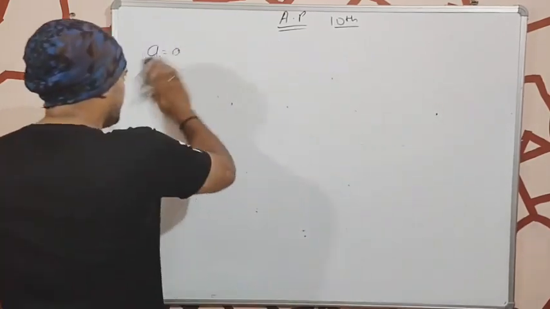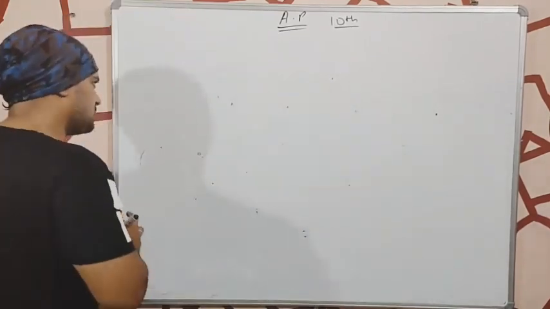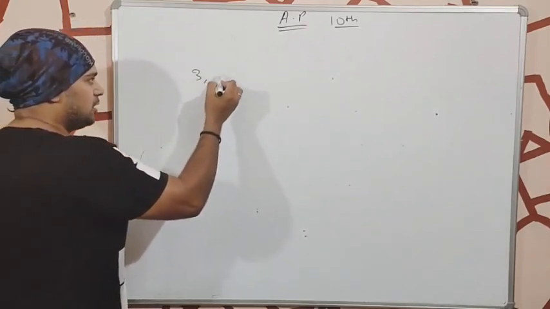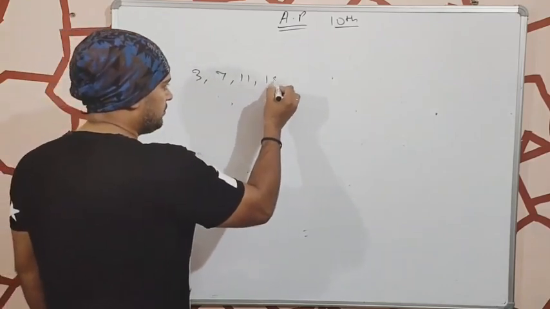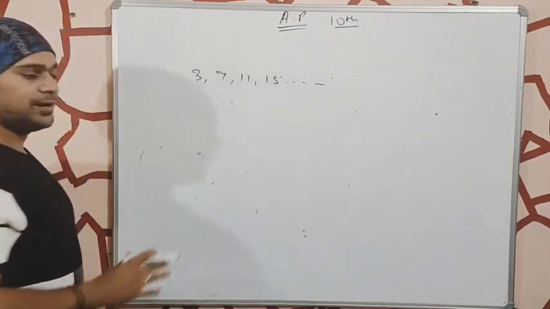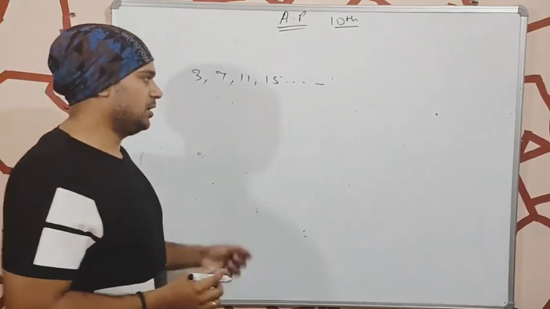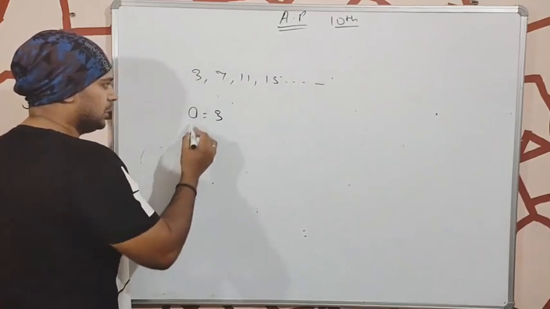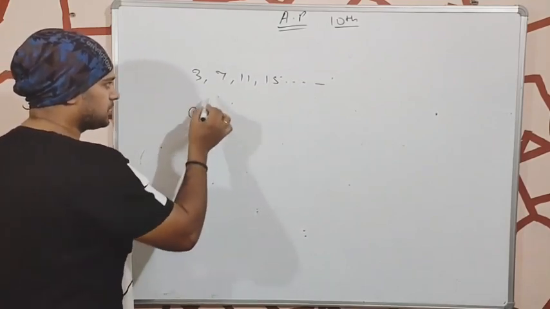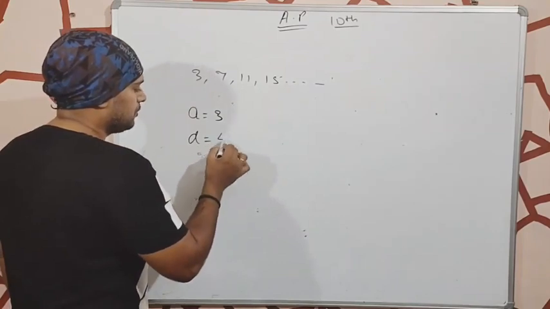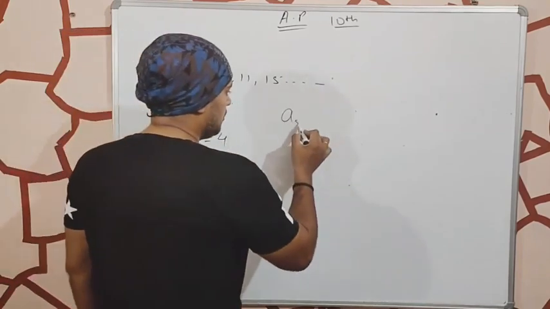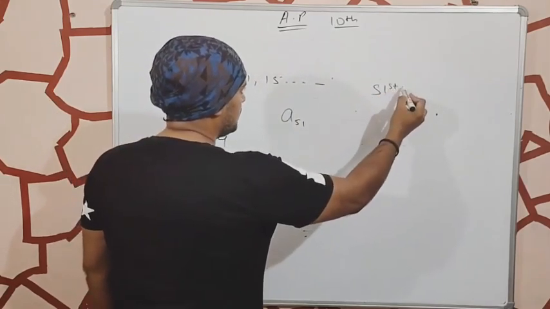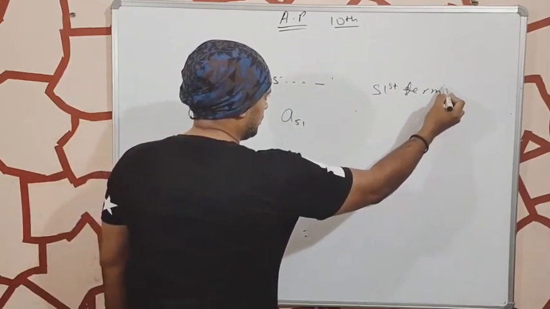What is that question? You have to find the 51st term of the arithmetic progression which was having terms 3, 7, 11, 15 and so on, right? So these are the terms of the arithmetic progression. The first term was 3 here, the common difference was 4 here, and you have to find out the 51st term of this progression.